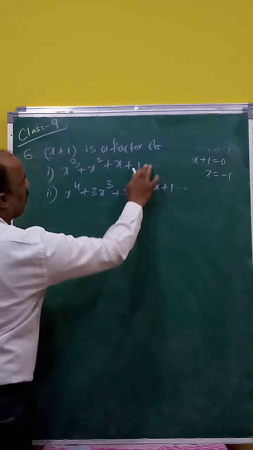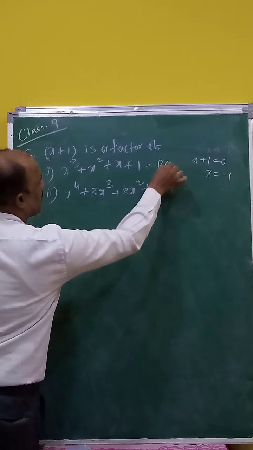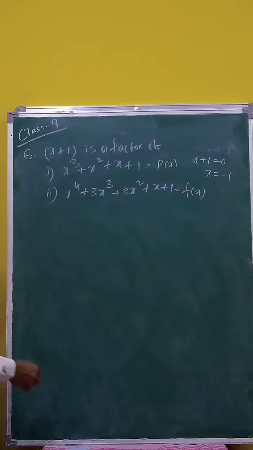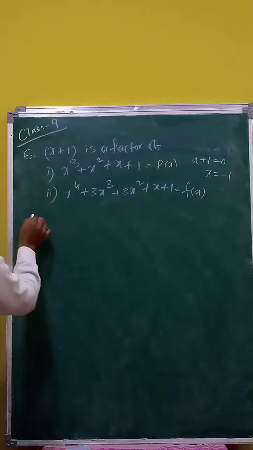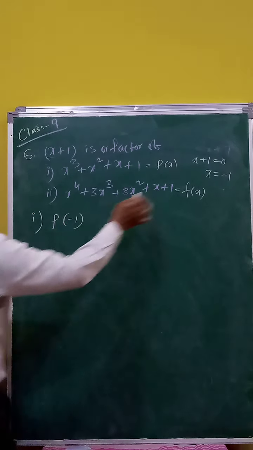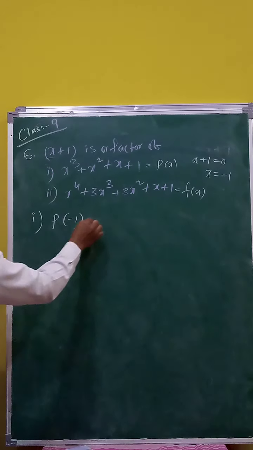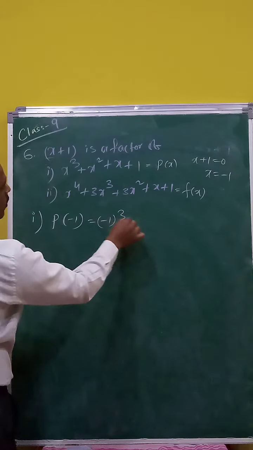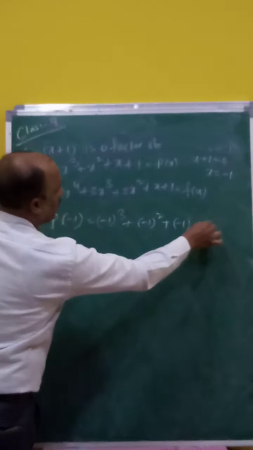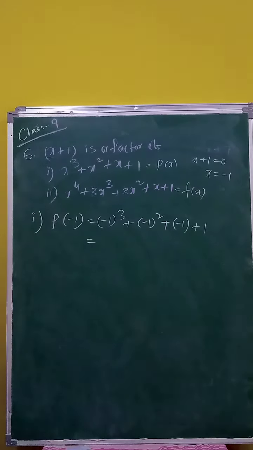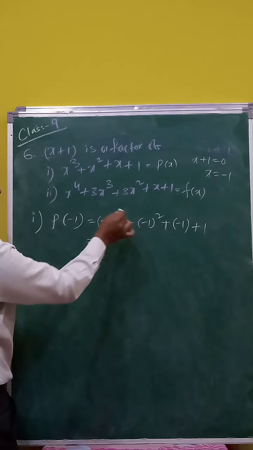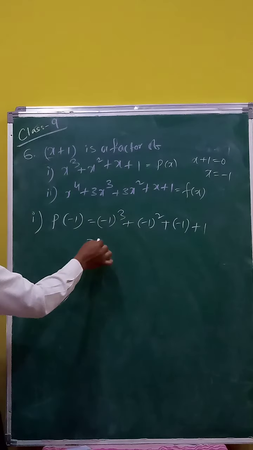You can take the first one as p(x) and the second one as f(x), assuming. Now, in the first one, apply here. p(x) is nothing but, with x value minus 1: (minus 1)³ + (minus 1)² + (minus 1) + 1. (Minus 1) cubed: what is the answer? It is an odd number power, so the answer is the same, minus 1.